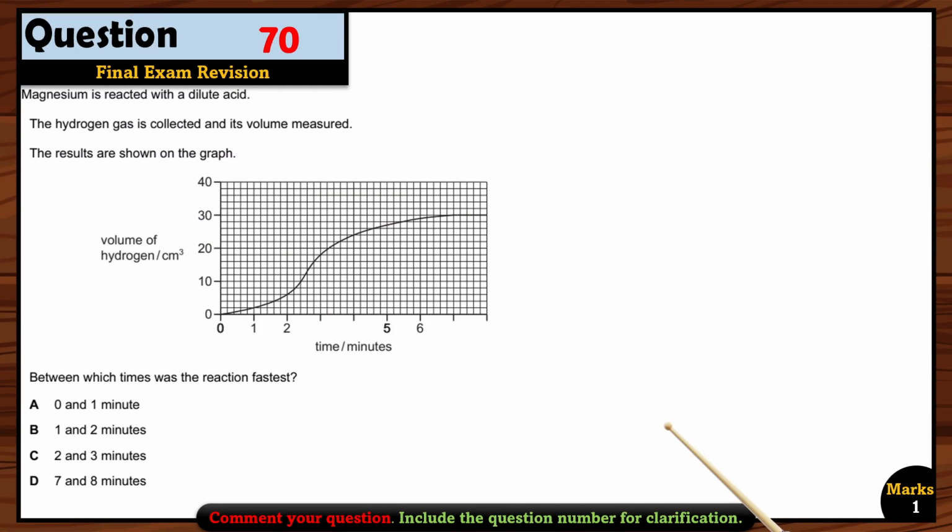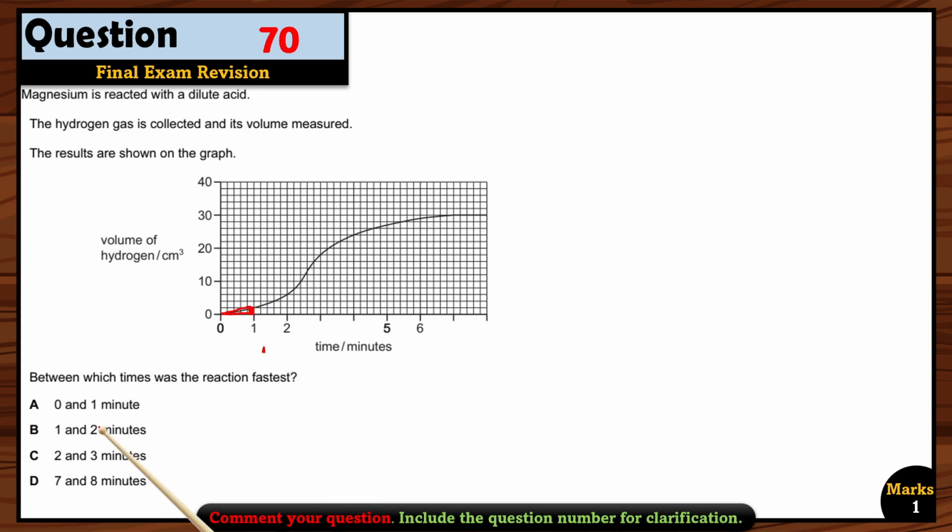Let's see another question that is related to the rate of the reaction and how in a graph you can find at which time the rate of reaction is the fastest. For example, this question: magnesium is reacted with dilute HCl, the hydrogen gas is collected and its volume is measured. The results are shown in the graph. Between which times was the reaction fastest? If you are getting confused, you can just try to draw the triangle. For 0 to 1 minute, you can see your triangle is only this much.